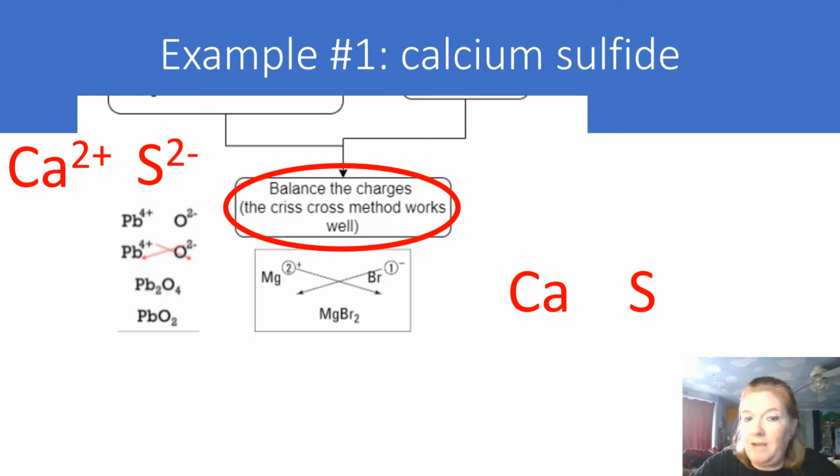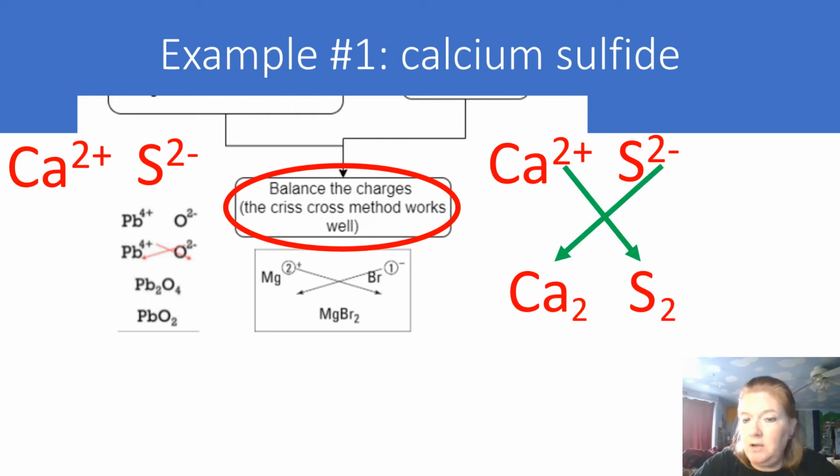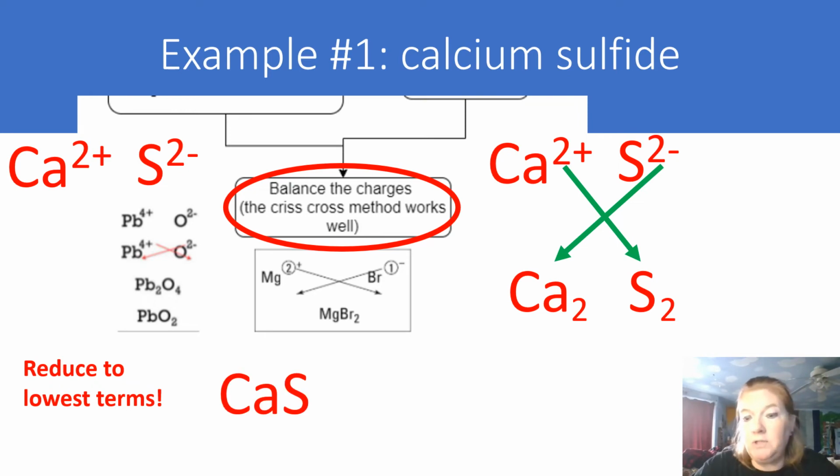So now we're going to balance the charges. The crisscross method works really well. So we have calcium with a 2 positive and sulfur with a 2 negative. We crisscross like this, which means we end up with subscripts of 2. Now we have to reduce to lowest terms. That means I don't want to leave 2 and 2. So I'm going to reduce it to just CaS. So that is the formula for calcium sulfide.